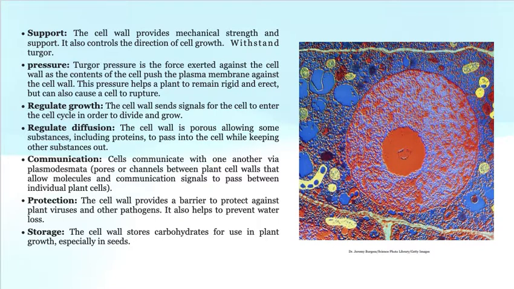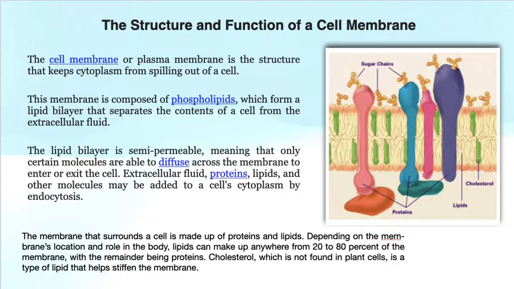Pathogens are disease-causing microorganisms. The cell wall also helps to prevent water loss. It also stores carbohydrate for use in plants' growth, especially in seeds. Next is the cell membrane.